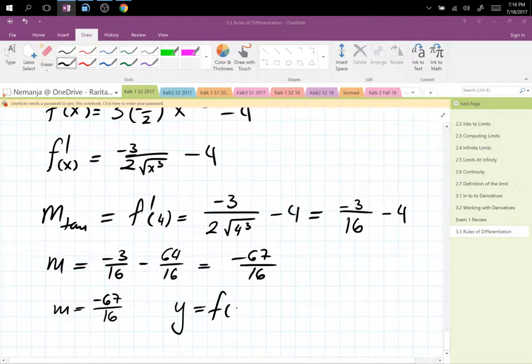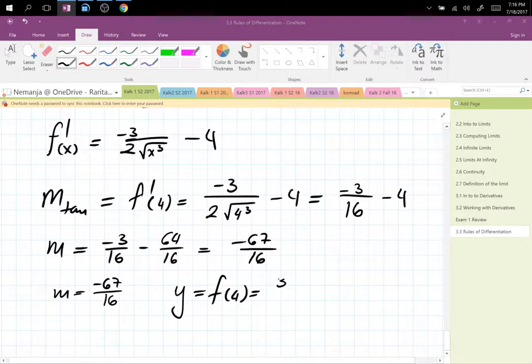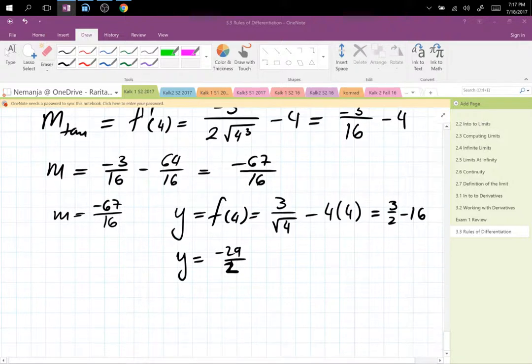Y is the function computed at the point that we are looking at. So that would be at 4. So we have 3 over root 4 minus 4 times 4. So that's 3/2 minus 16. So the y value is, that's 32, so negative 29 over 2. And here we have everything we need.